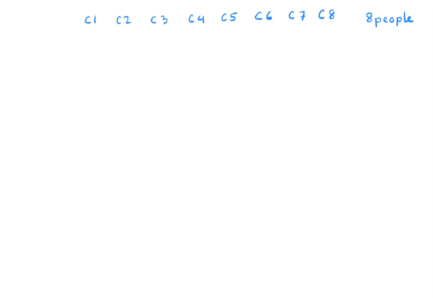If order doesn't matter, so first scenario, order does not matter. That means you're doing combination. Remember, if order does not matter, you're doing combination. Combination of 8 items from 8 items, okay? Or you're selecting 8 people from a group of 8 people. So order doesn't matter. How many ways can you accomplish this? Can you help me out?